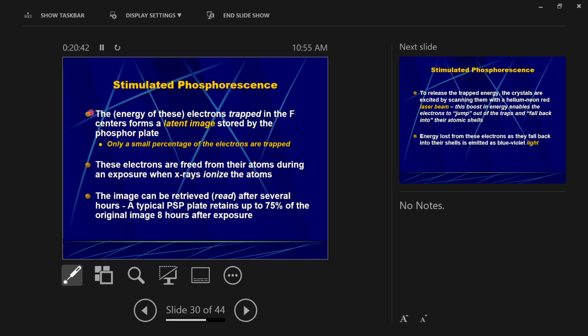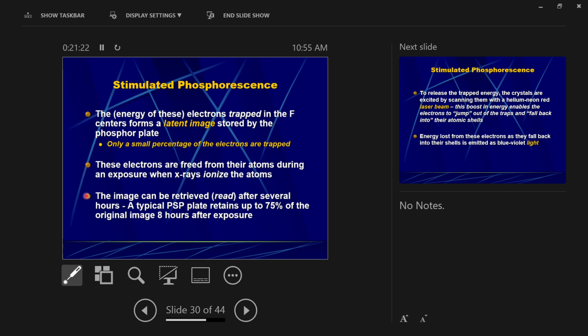Okay, so the energy of these electrons trapped in the F centers is what forms the latent image stored on the phosphor plate. Remember, an X-ray photon came through the patient, and then it hits a molecule right where it needs to land, and that molecule emits an electron right where it would represent that piece of body tissue. So effectively, the latent image is stored on the phosphor plate. And these electrons are freed from their atoms during the exposure, as I said, because X-rays can ionize them.